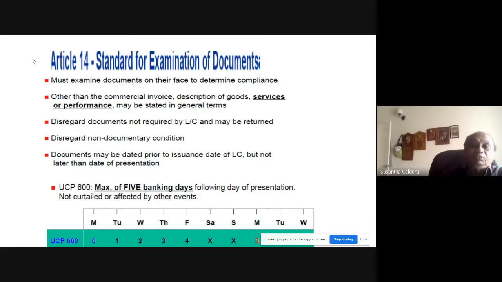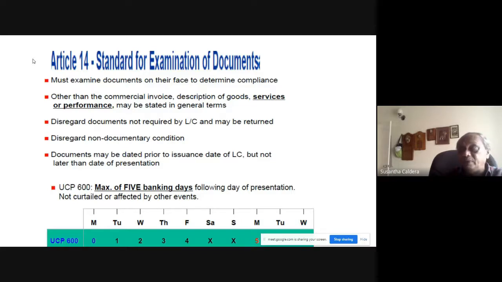Other than the commercial invoice, description of goods, services or performance may be stated in generative terms. Generative. Disregard documents not required by LC and may be returned. Very, very important thing. Disregard documents not required by LC and may be returned.